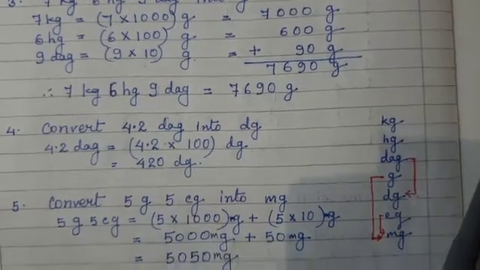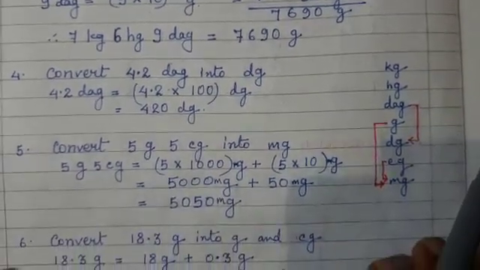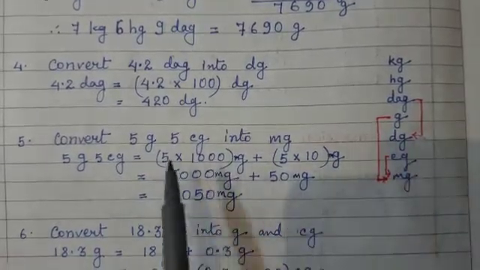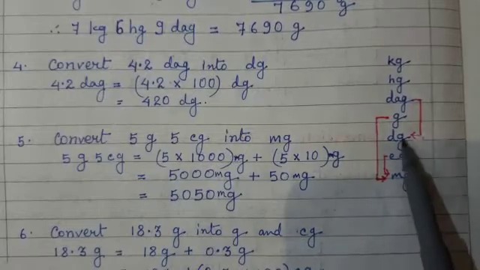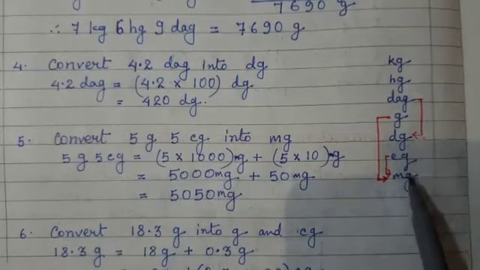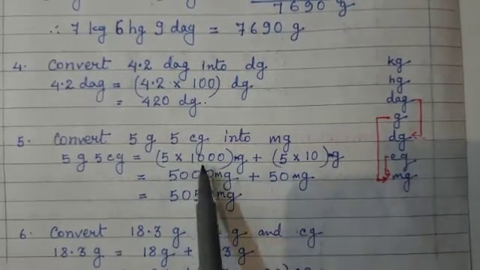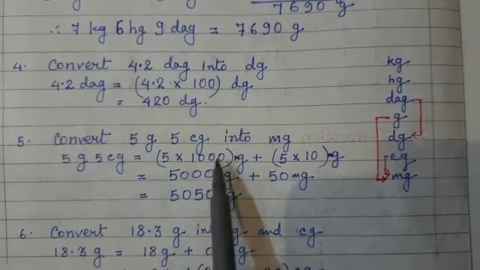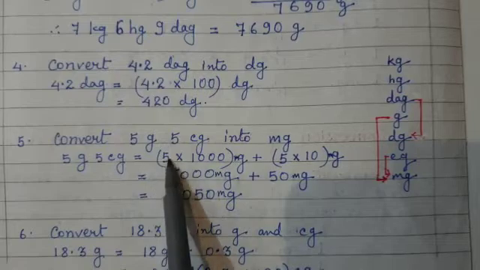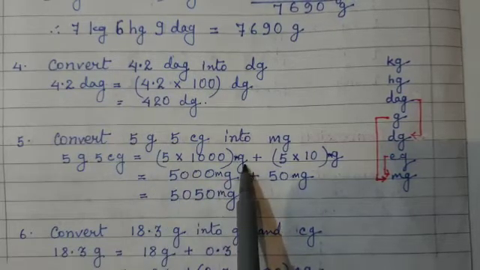Another example, 5 gram, 5 centigram into milligram. You know, gram to milligram, that means gram is there and milligram is there. So 1, 2, 3. 3 steps we are going down. That means we need to multiply by 1000, 1 followed by 3 zeros. So therefore 5 gram is equal to 5 into 1000 milligram.